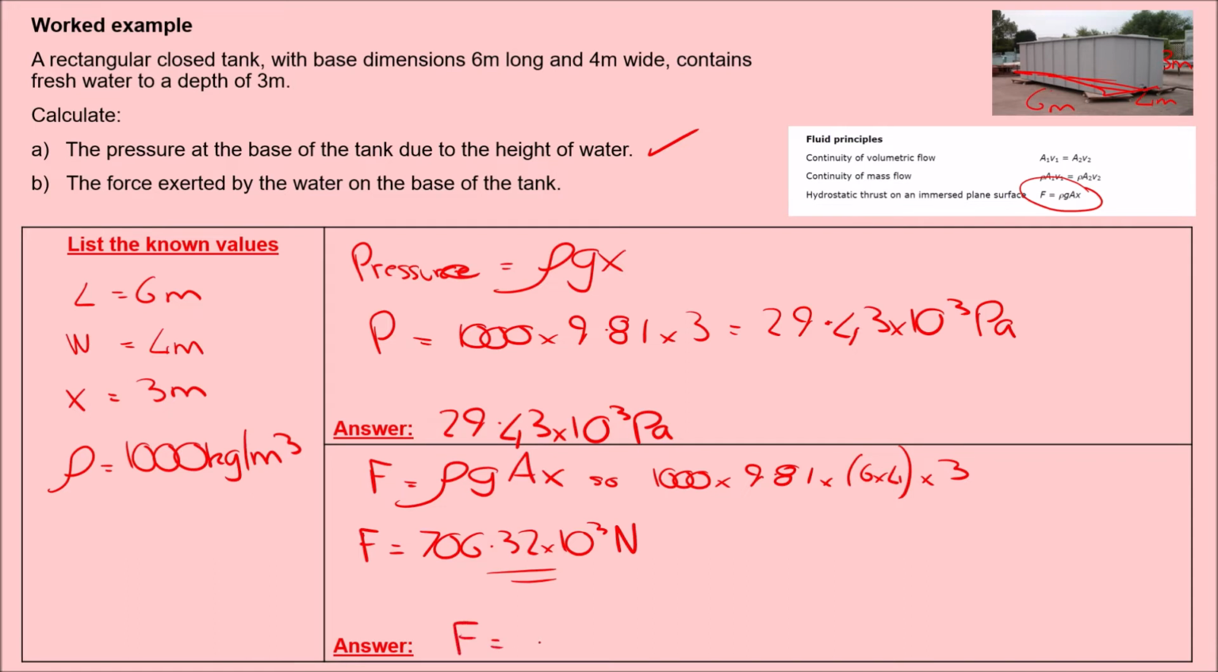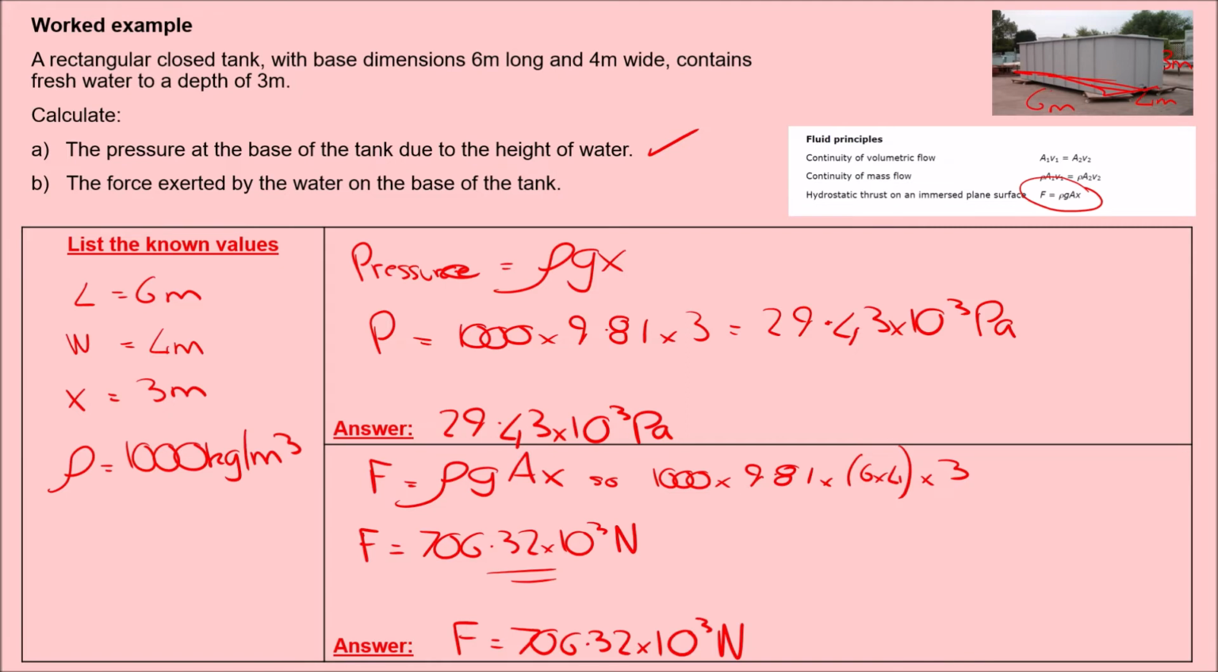So force is going to equal 706.32 times 10 to the 3 newtons. Okay, so if you're thinking of this as your exam question, you've got formulas, answer, units, formulas, answer, units. Alright, so you'd get top marks for that.